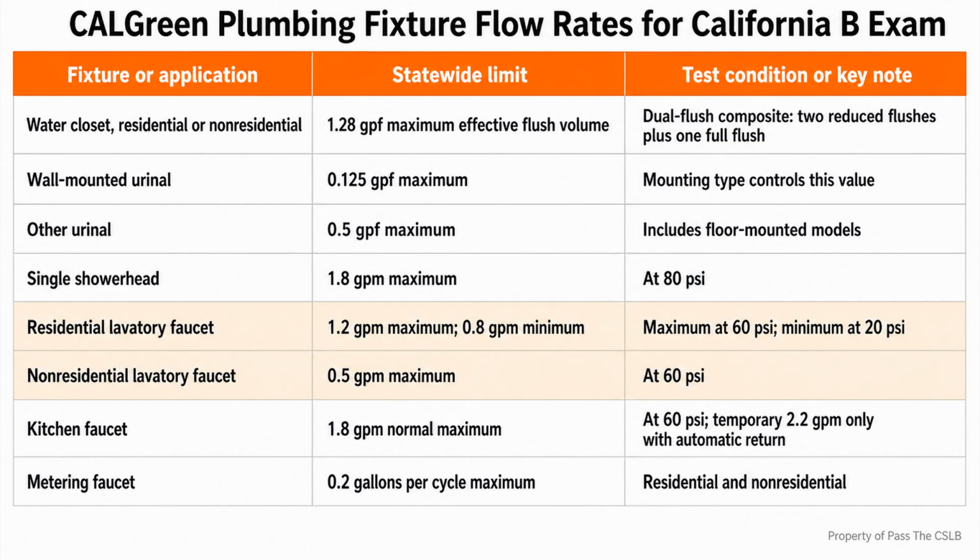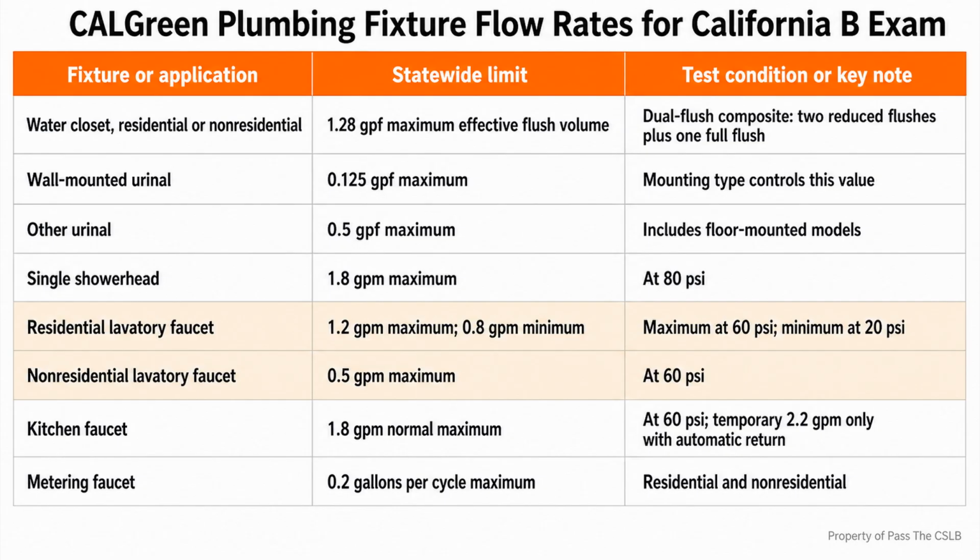Inside a residential dwelling unit, the maximum is 1.2 gallons per minute at 60 pounds per square inch, with the stated minimum of 0.8 gallons per minute at 20 pounds per square inch. In a non-residential lavatory, the maximum is 0.5 gallons per minute at 60 pounds per square inch.